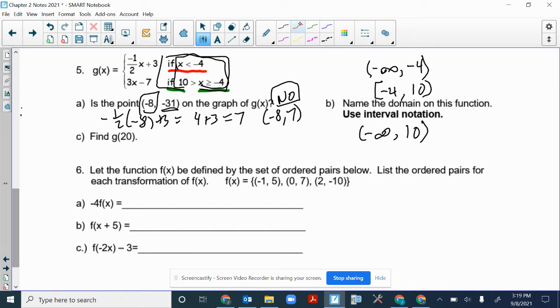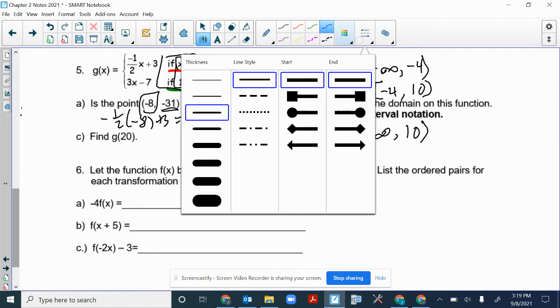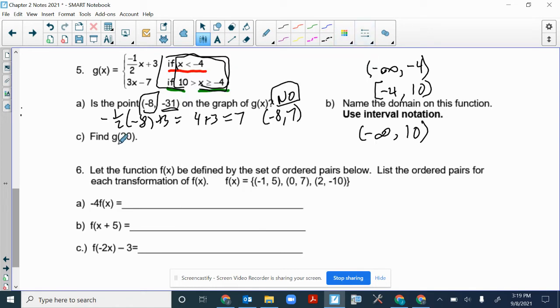Okay, and then the last one for part C here is g of 20. So hopefully you may notice something. I just said our domain goes up to 10. If you are trying to substitute something that is outside of your domain, you get no solution or undefined, no answer. There's lots of different ways of writing this, but because 20 is not in our domain, which we just wrote, we get no solution.